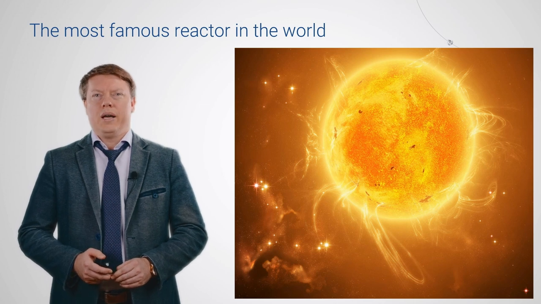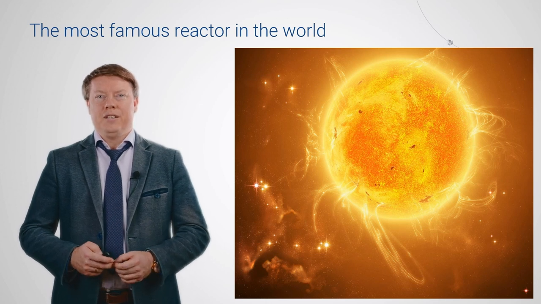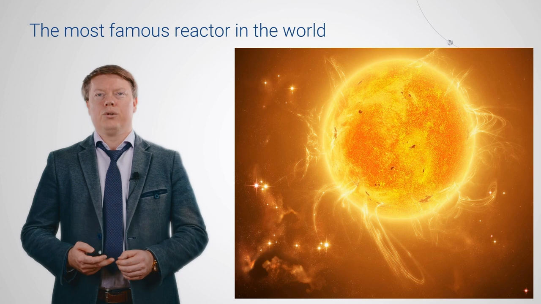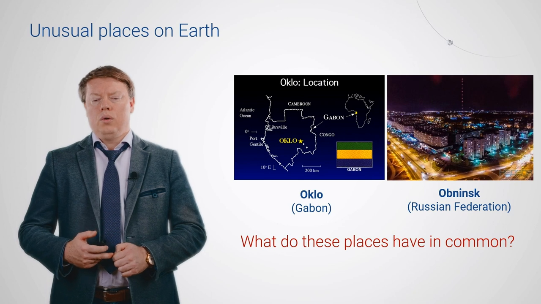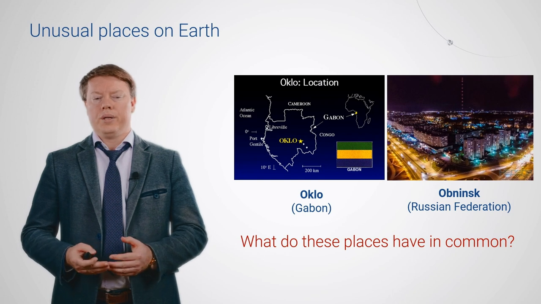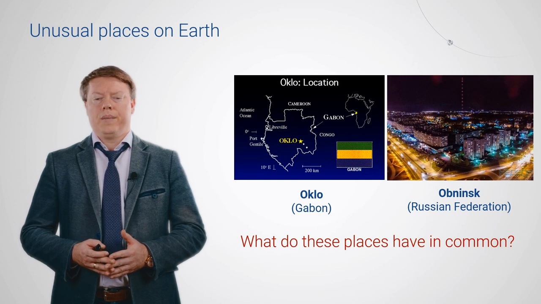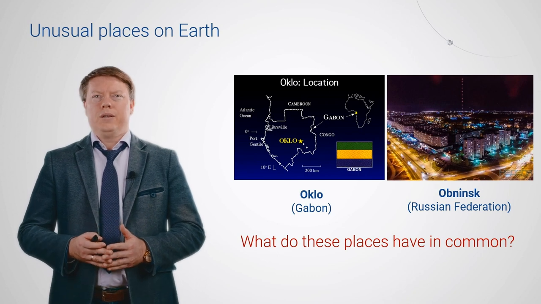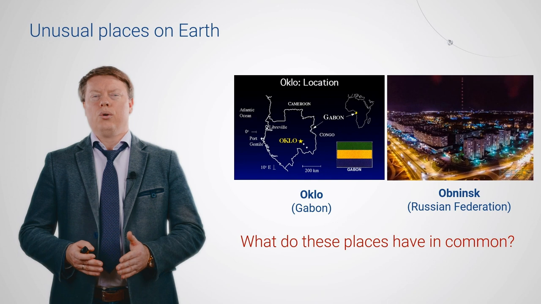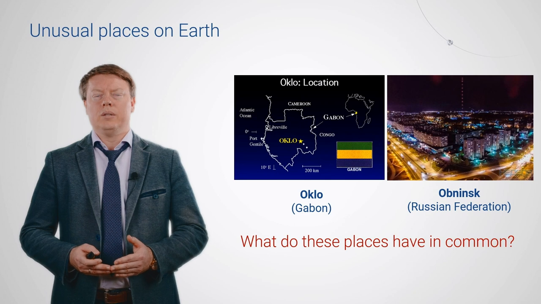And in the deep night we see many reactors like our sun in different regions of our galaxy. What do you think these places have in common? Oklo, Gabon and Obninsk. Both are unusual places on our planet. Maybe you have heard that in Oklo, Gabon, we had the first natural nuclear reactor. And we will talk about how this nuclear reactor worked later.